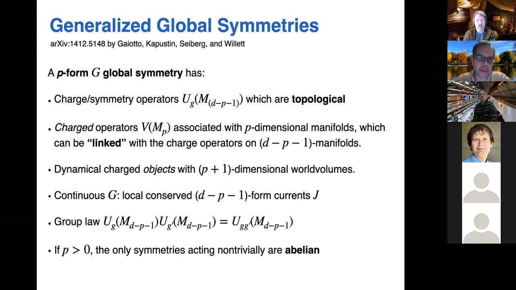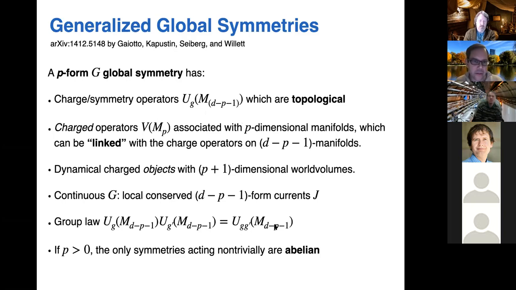And so they defined a p-form global symmetry as something that has these topological operators associated with elements of a global symmetry group and the manifolds that you integrate over, p-dimensional charged operators that can be linked with these charge operators in the way that I just showed. And these operators should obey a group law. So if I take two of them and I insert them on the same manifold, I get just one operator associated with the product of the two group elements.